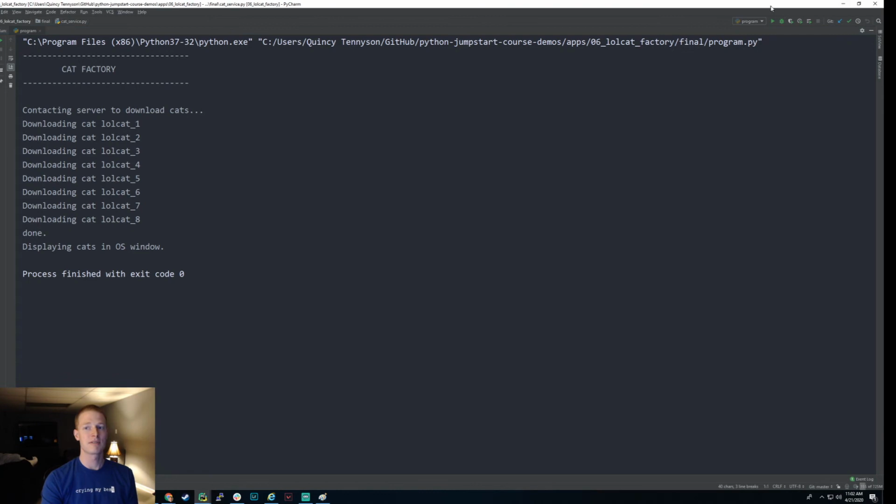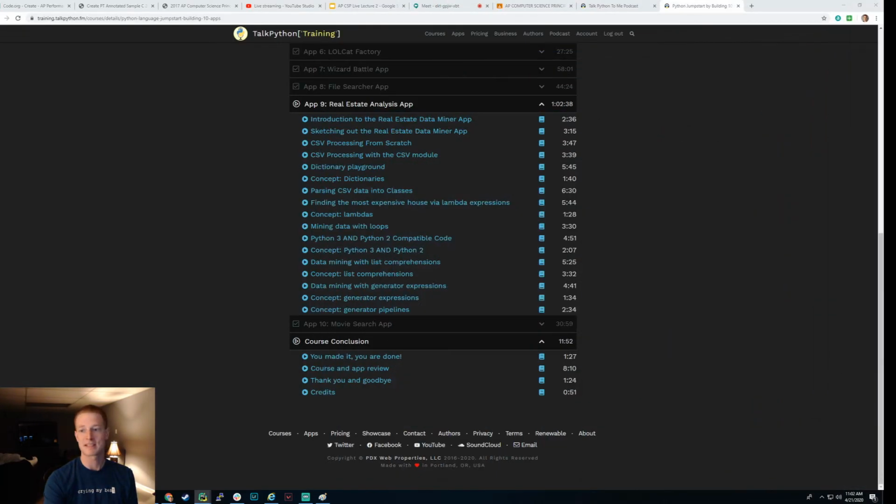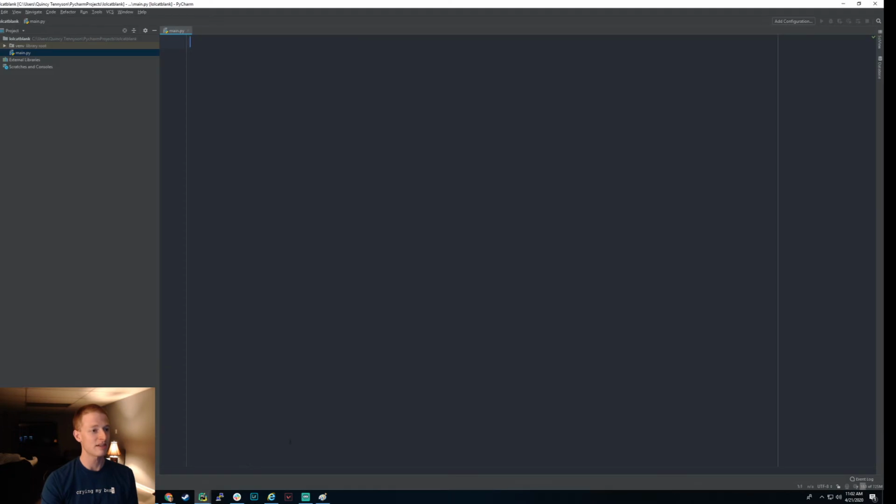But let's put ourselves in the mindset where we are just getting started with our lolcat code, right? We have no idea how exactly all of this is going to work. We just know that we want to write some code that goes out to the internet, gets random lolcat images, and saves them to our computer so we can share them with other people or whatever, right? So the way I want to start this is I want to think about the actions that the program is going to take.